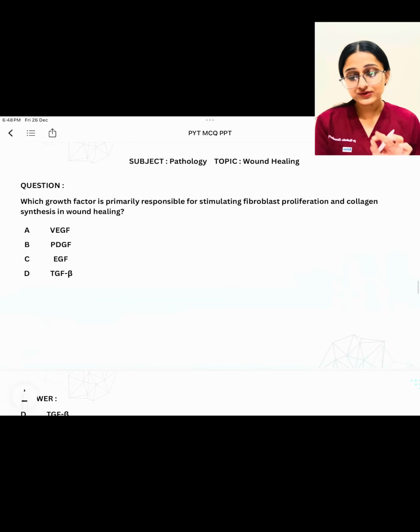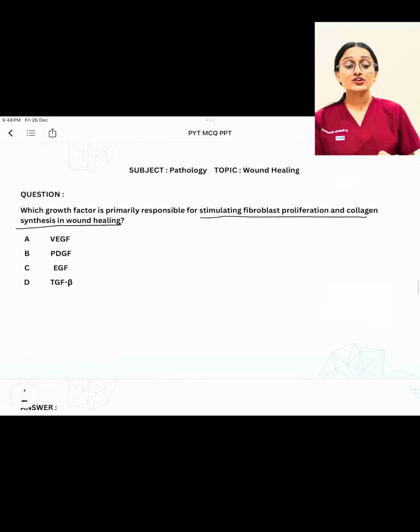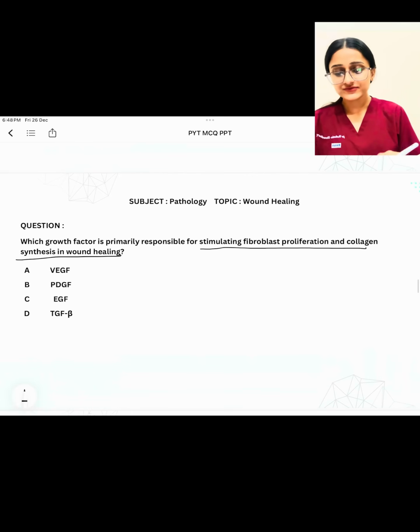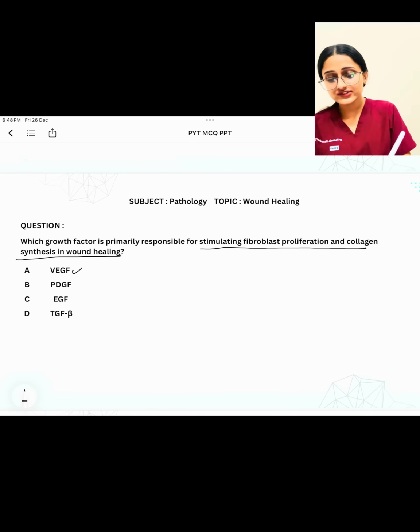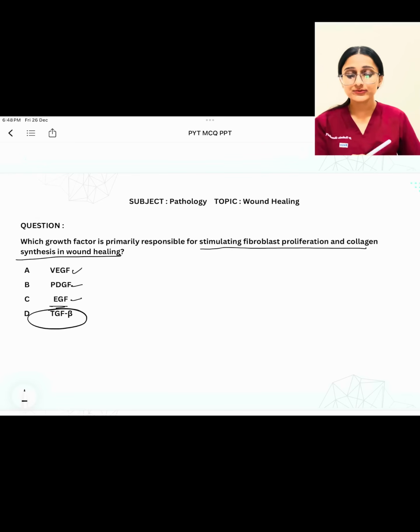Next question: which growth factor is primarily responsible for stimulating fibroblast proliferation and collagen synthesis in wound healing? So, fibroblast proliferation and collagen synthesis. The answer, just try to rule out. Have you ever read that VEGF is linked to fibroblast proliferation? No. PDGF, platelet derived growth factor? No. EGF, epithelial growth factor? No. So the answer is TGF beta.